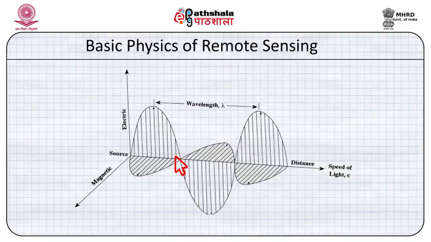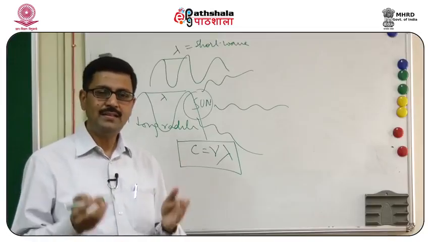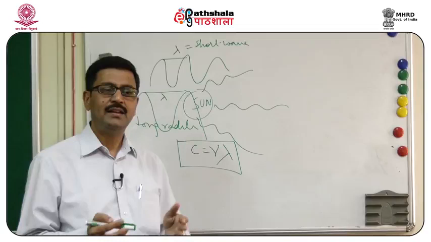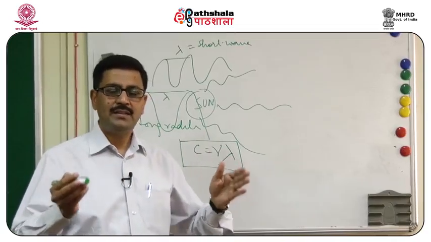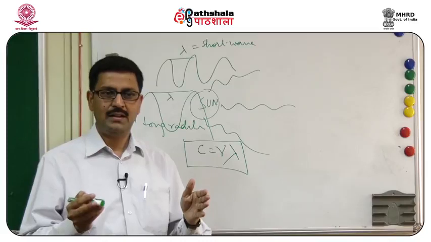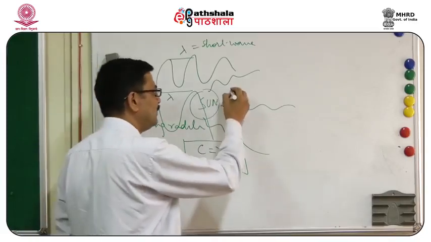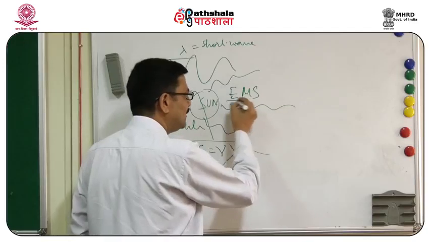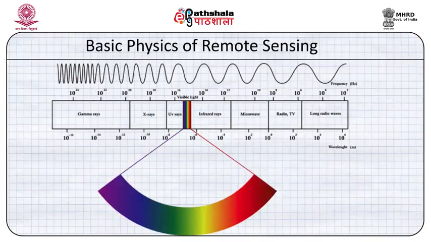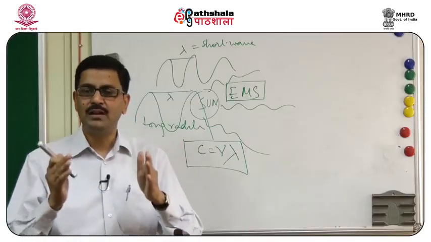To calculate the speed of light, we have a very simple formula, c is equal to nu lambda, where c is the speed of light, that is 3 into 10 to the power 10 meter per second. Now, to understand the sun's energy which comes to the surface of the earth, it comes through different spectrum. There is a naturally existing spectrum, called the electromagnetic spectrum, EMS. It is a naturally existing spectrum which nature has created. So, we want to see how much energy is coming in a particular spectrum.